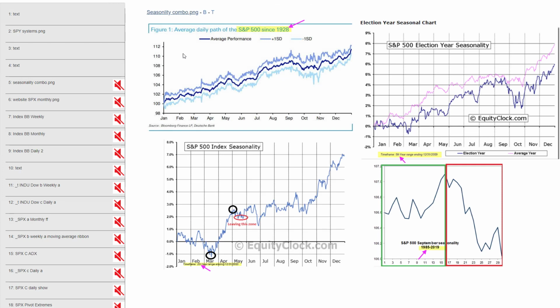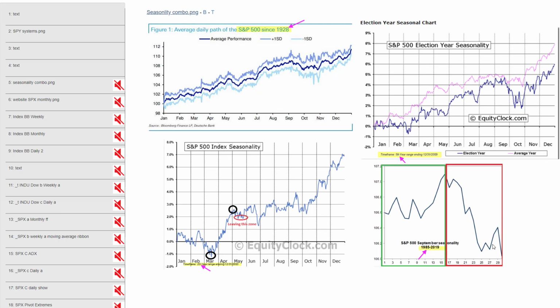So image number 5 below here. Here's some seasonality charts, and these are from a variety of sources. They all basically say the same thing. This one goes back to 1928. This one goes 20 years. This is 59 years. And this one here is back to 1985 to 2019. And so you can see seasonality typically right around the mid-September timeframe.